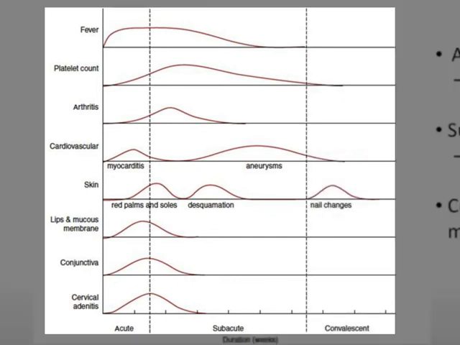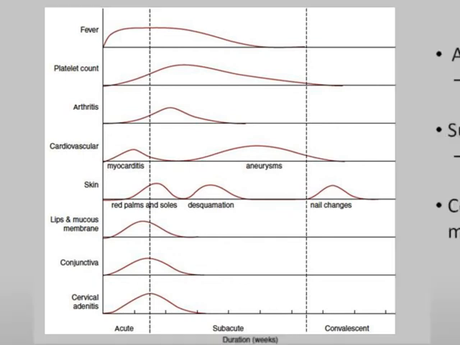Patients are mostly asymptomatic during the convalescent phase. Horizontal bridging of the nails, known as Beau's lines, may be present. Beau's lines are not specific for Kawasaki and are mainly a sign of inflammation.